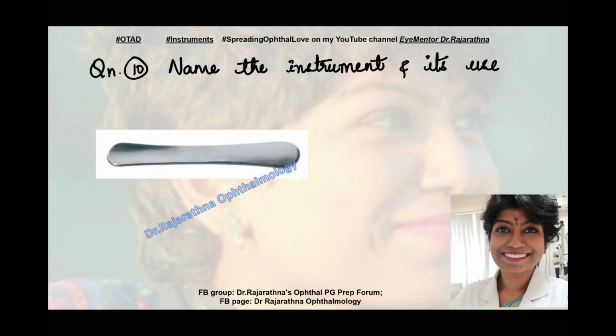Now name this instrument and its use. So this is, as some of you said, an eye guard, because it guards the globe, the eyeball. Okay, it protects the eyeball, or it's also called a lid plate, Jaeger's lid plate.